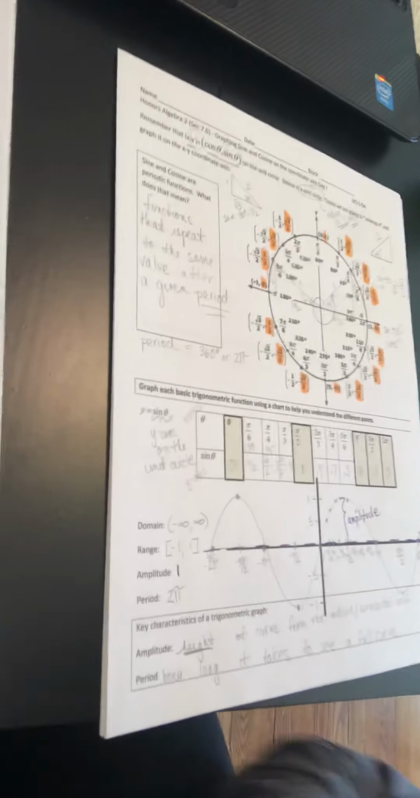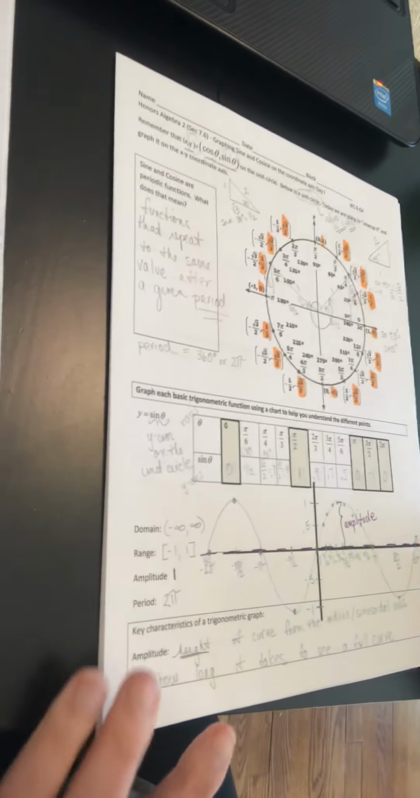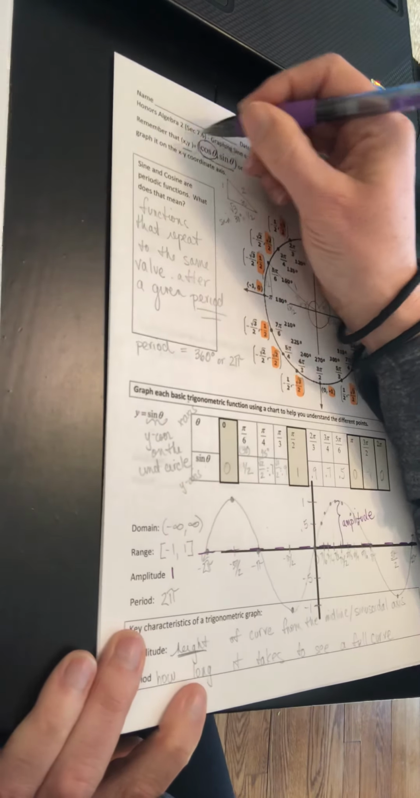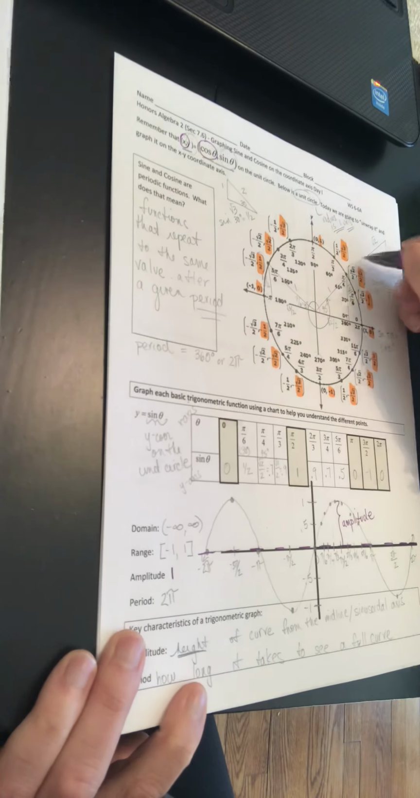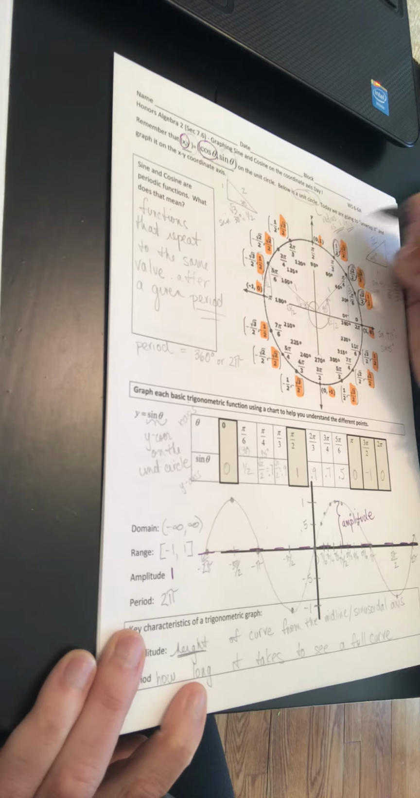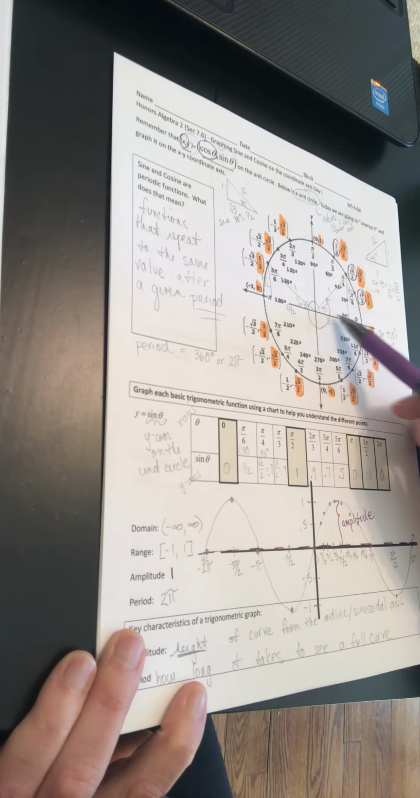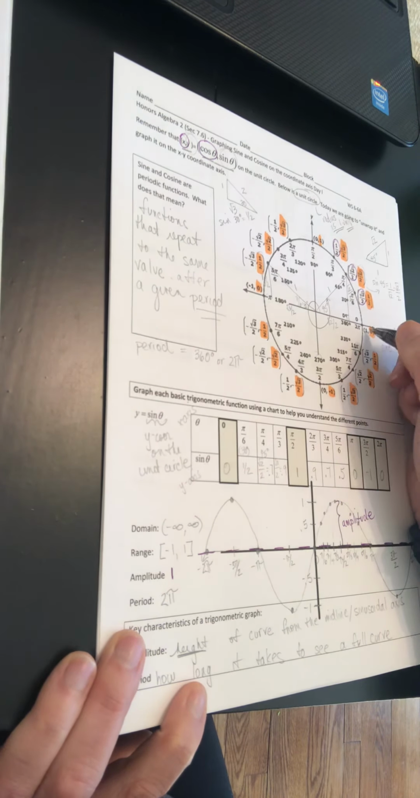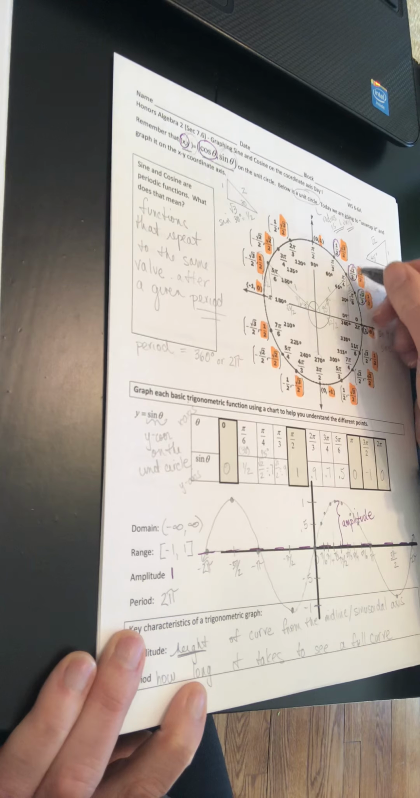Okay, so now we're going to talk about graphing cosine, okay? Now, if you remember, cosine is always your x-coordinate. So if we look here at the cosine values, right, at our special angles of pi over 6, pi over 4, pi over 3, we can see, right, we have all positive values here.